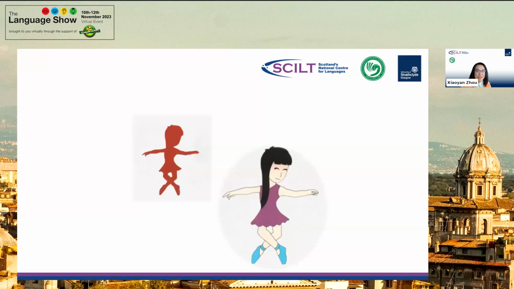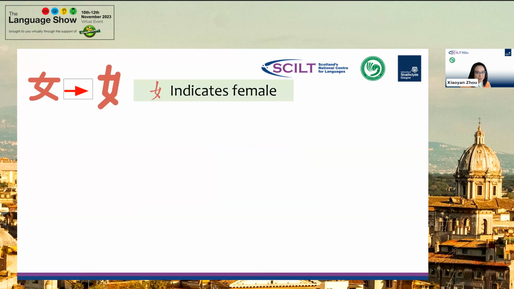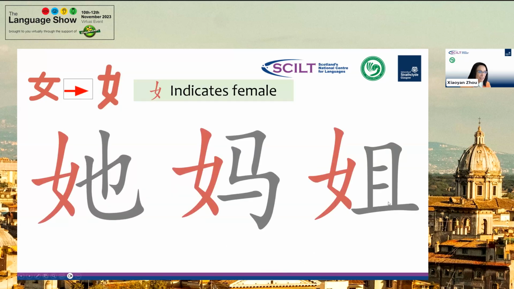Here is a lovely girl who is dancing. She is in the same position as the radical, the character female and the female radical. Let's look at characters. These three characters have the female radical. The first one means she or her. The second one means mom. And the last one means older sister. They all have the female radical.